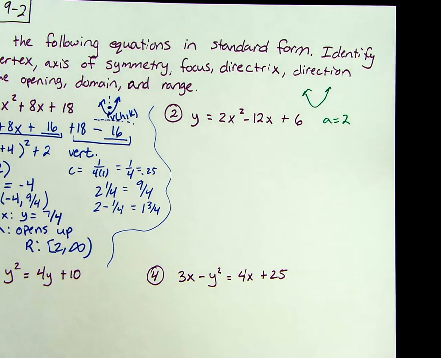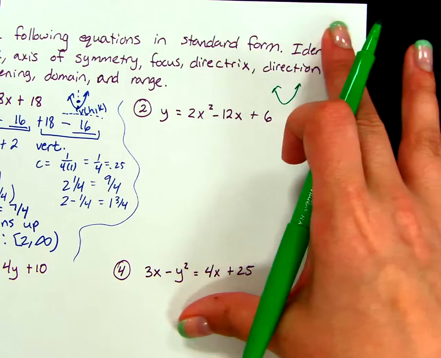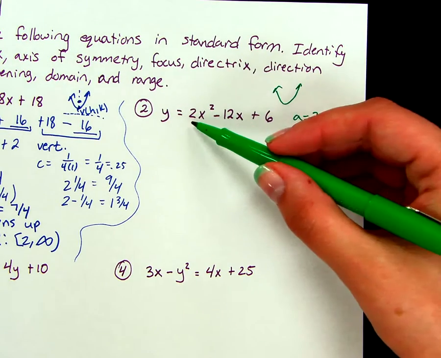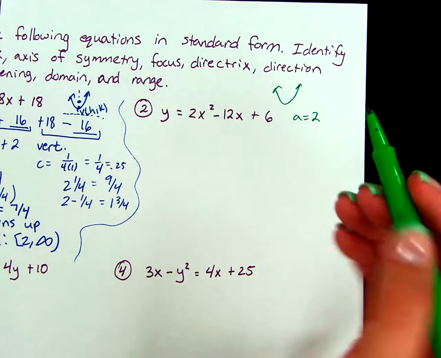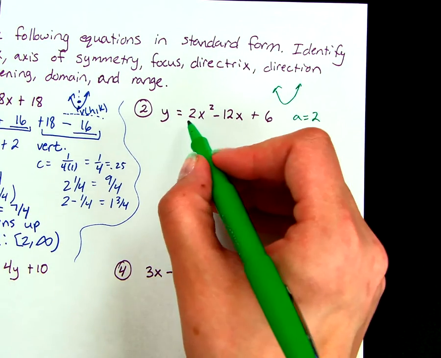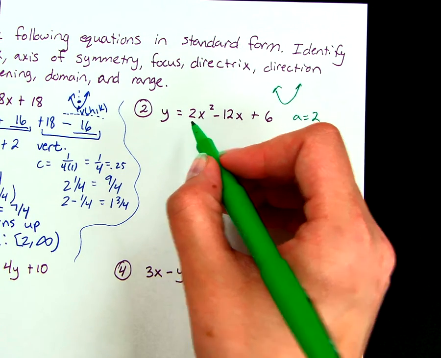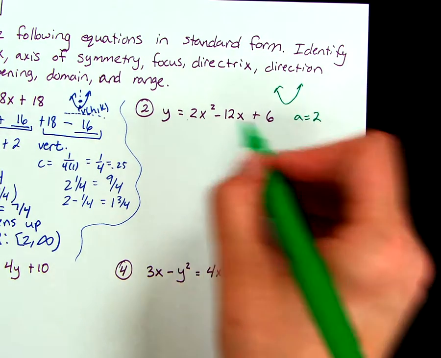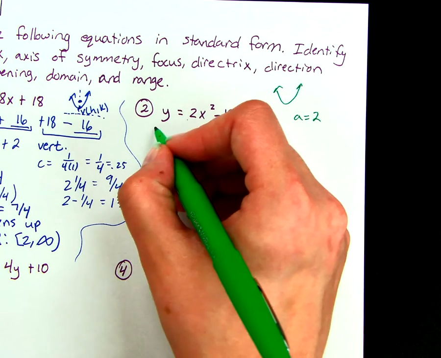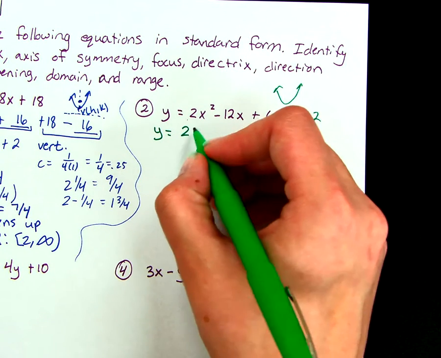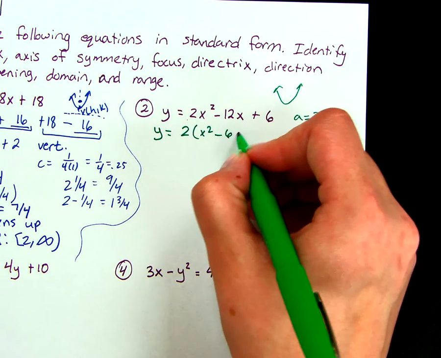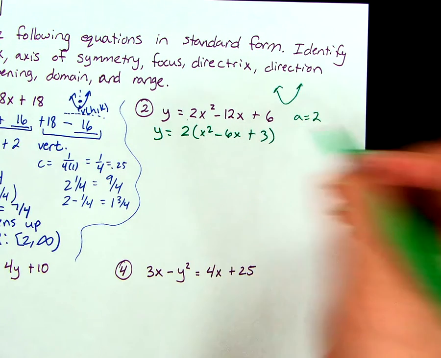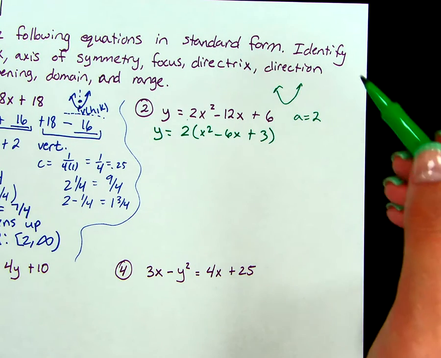So to remember, to complete the square, the number in front of the square term has to be a 1. So if it's anything else, we start by dividing everything by whatever number is in front of the square term. So I'm going to go through and factor out a 2 from everything. So we're going to have y equals 2, and then x squared minus 6x plus 3. And then we're going to go through and complete the square.